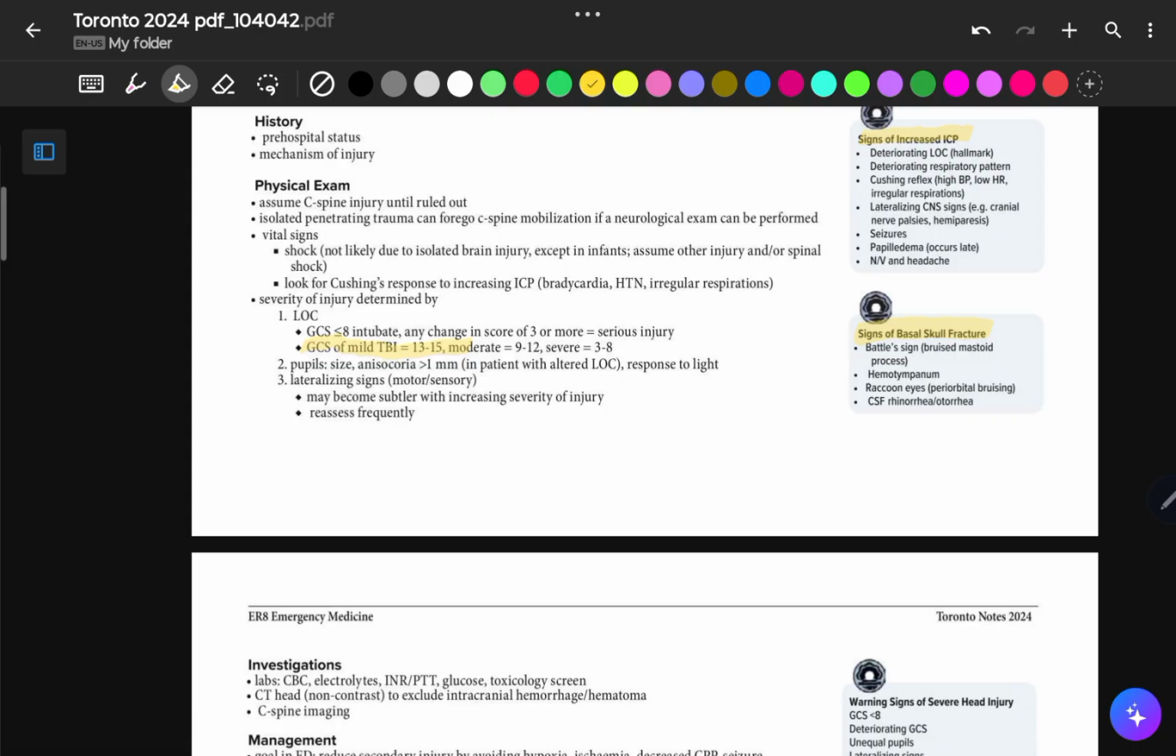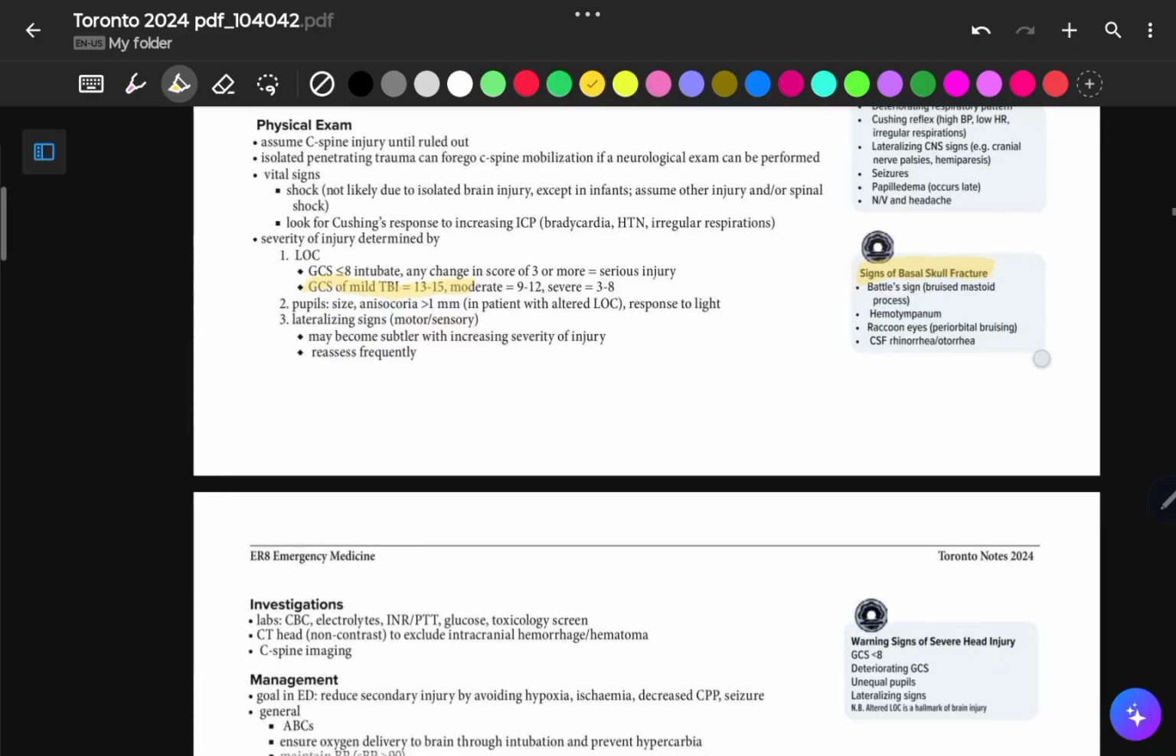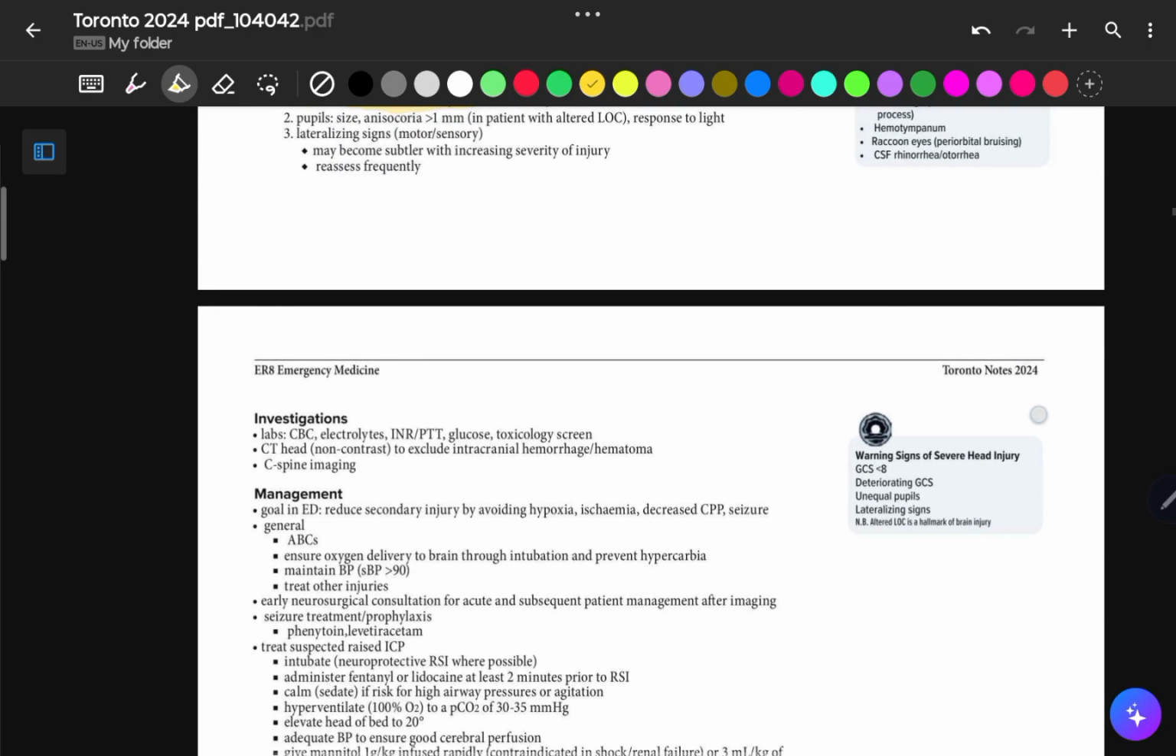So at the same time as you're doing the GCS, you're looking at the pupils for the size. You want to check are they responding to light. Then you want to check, is there any lateralizing signs, like any motor or sensation deficit, deformity. Then next you will do your investigation.